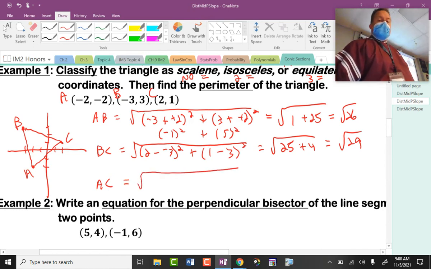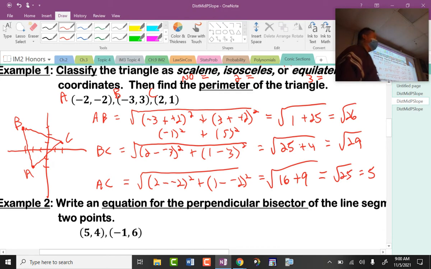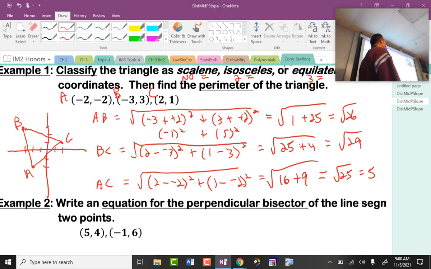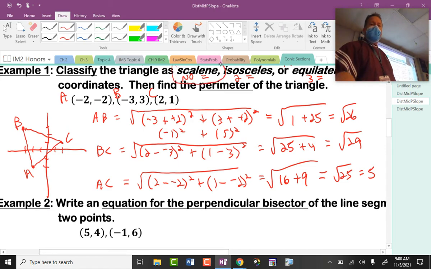Then the last one, A to C, we do 2 minus -2, which is 4 squared. And then 1 minus -2, which is 3 squared. 16 plus 9, square root of 25. 5. Look at how close these are. Square root of 26 is going to be like 5.0, I bet, if you type that on your calculator. I doubt it'd even be 5.1. So close, but no equal sides.